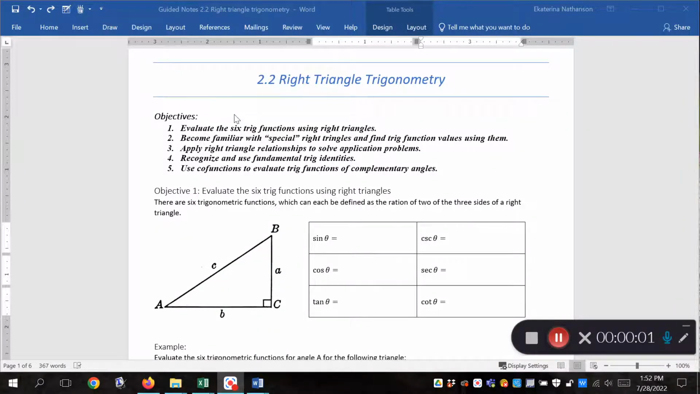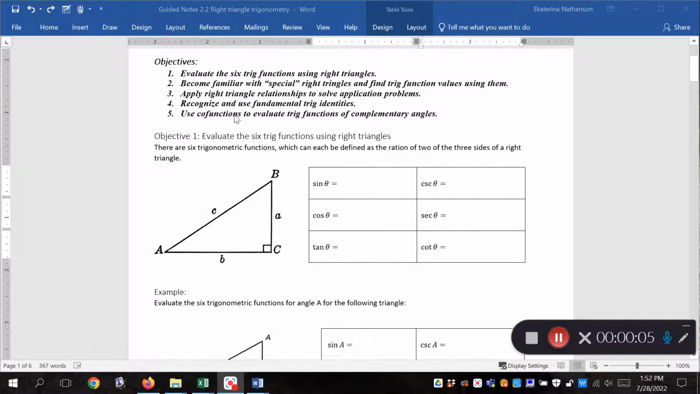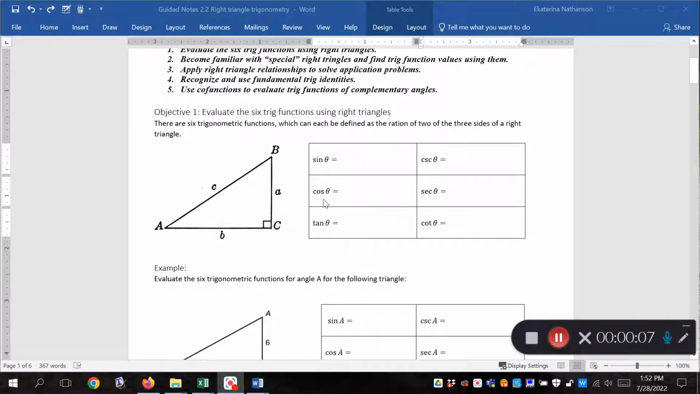This video is for section 2.2, right triangle trigonometry. In this section, we will introduce you to 6 trigonometric functions: sine, cosine, tangent, cosecant, secant, and cotangent. We will use a right triangle. A right triangle is a triangle that has an angle of 90 degrees.